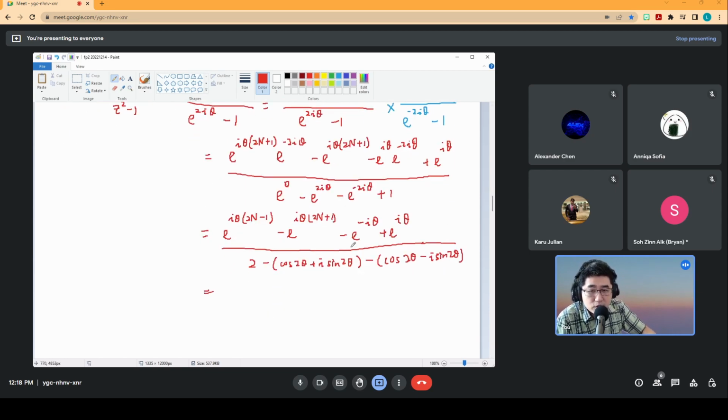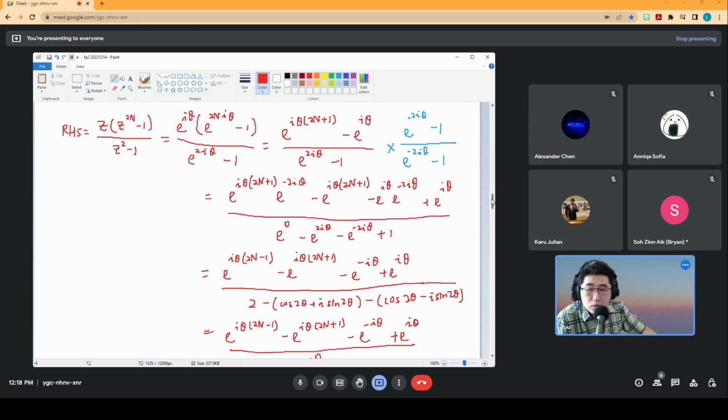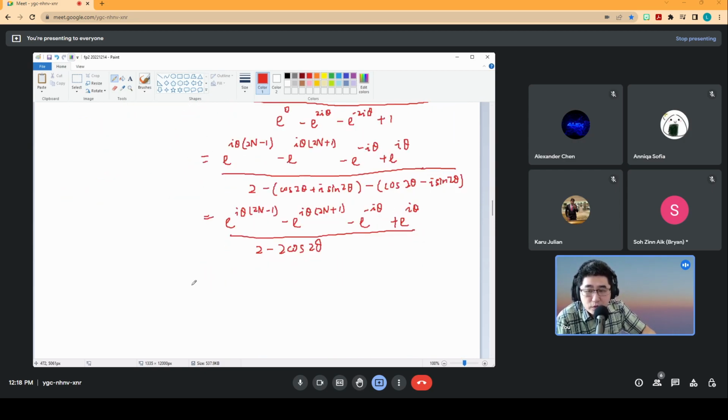okay, the top I don't disturb first. I just keep it as is. The bottom, you'll see that minus i sin 2θ plus i sin 2θ is gone, minus cos 2θ minus cos 2θ, I have two of them. Therefore, the bottom is a real component. Okay, we already rationalized the bottom. So what we want next is the real component of it.